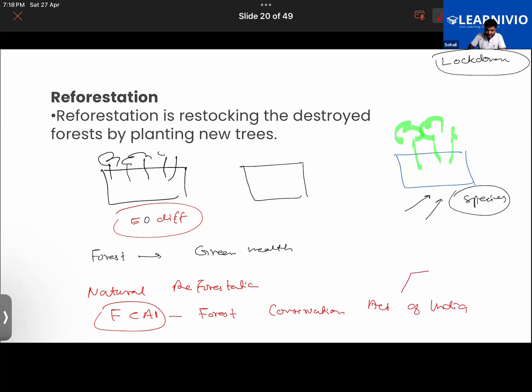Its aim, first of all, is to conserve and protect the forest. Its second aim is also to keep in mind that the basic needs of the people that are living in that forest area are also met. So we are particularly talking about the tribal people, the needs of the tribal people. So hope it is clear to all of you.